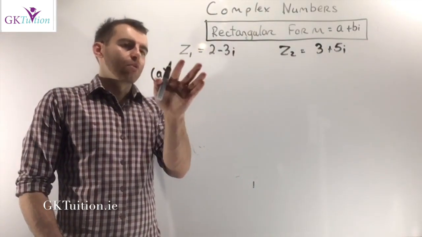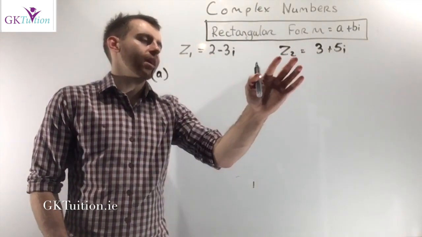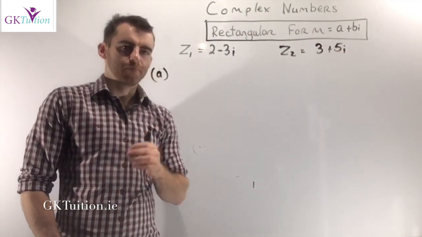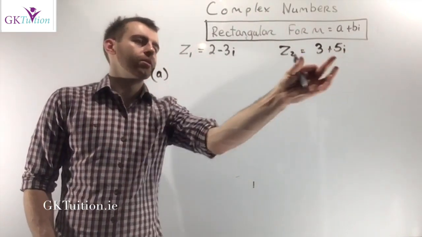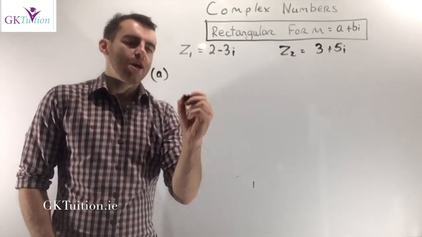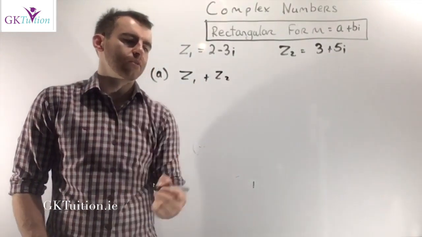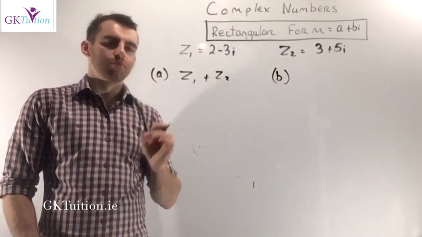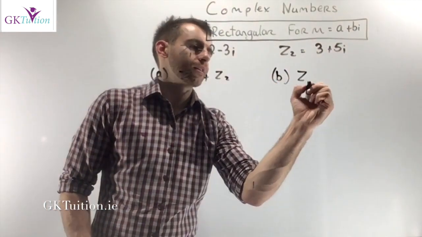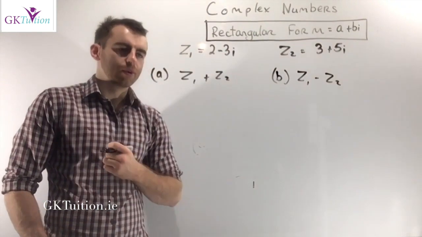So supposing I gave you a question where they say that z1 is equal to 2 minus 3i and that z2 is equal to 3 plus 5i. That's usually the template they give it to you in. Notice that I have two complex numbers in rectangular form. And the first thing I want to talk to you about is addition and subtraction of complex numbers. Supposing they asked you to add z1 plus z2, then they asked you to take z1 and subtract z2. It's relatively straightforward to do this.